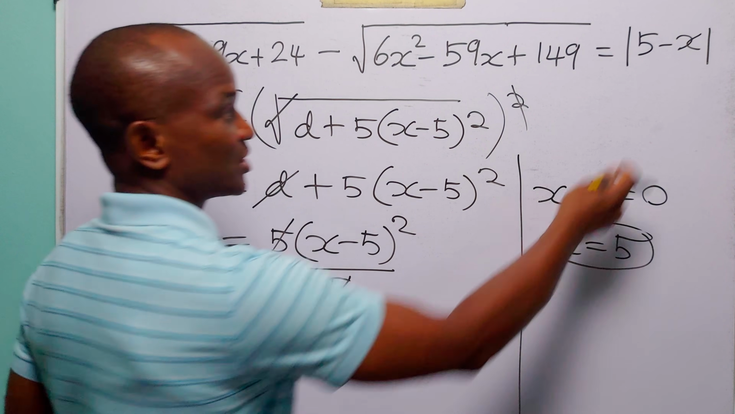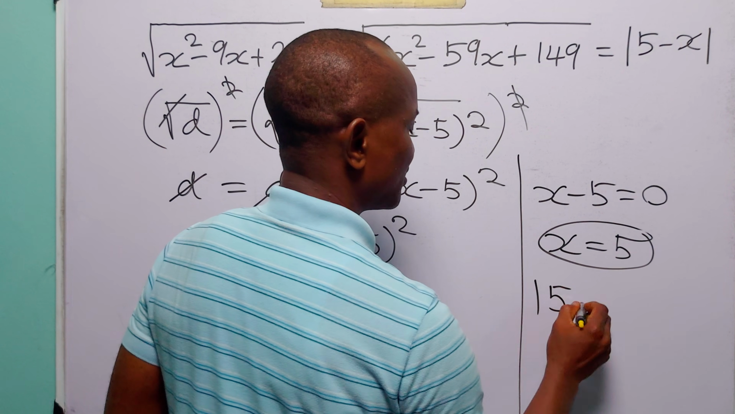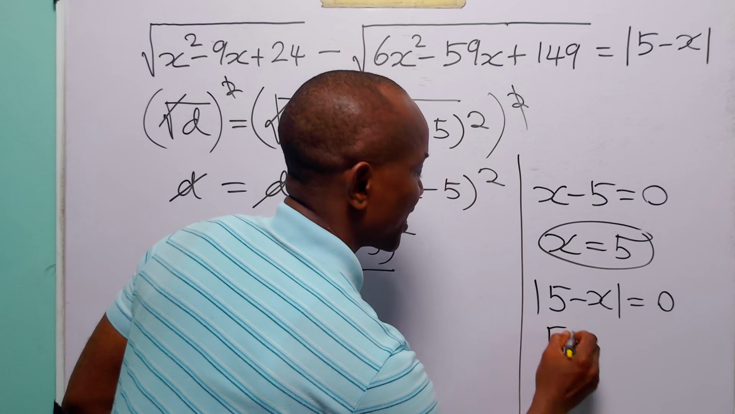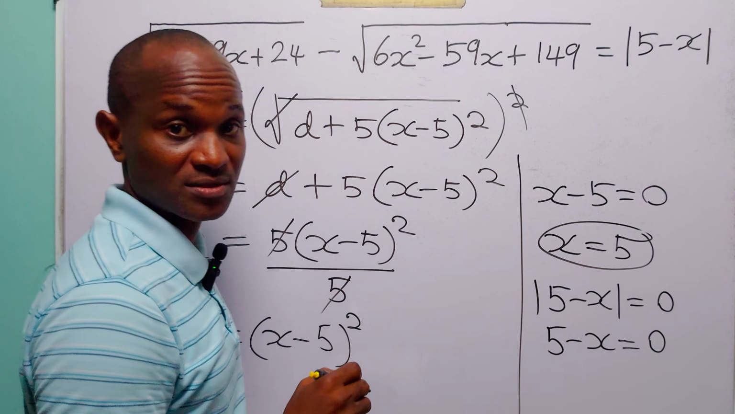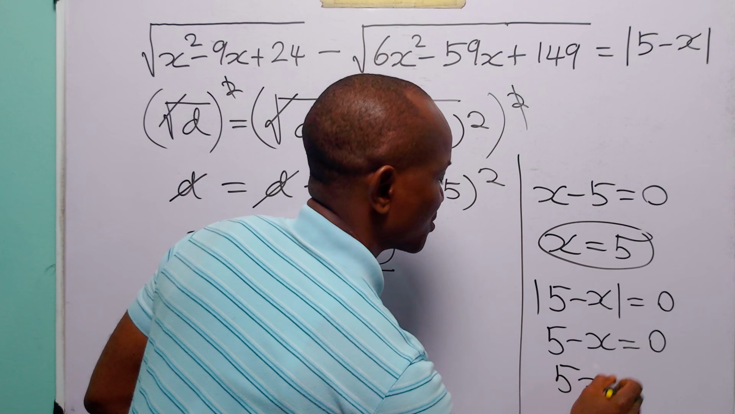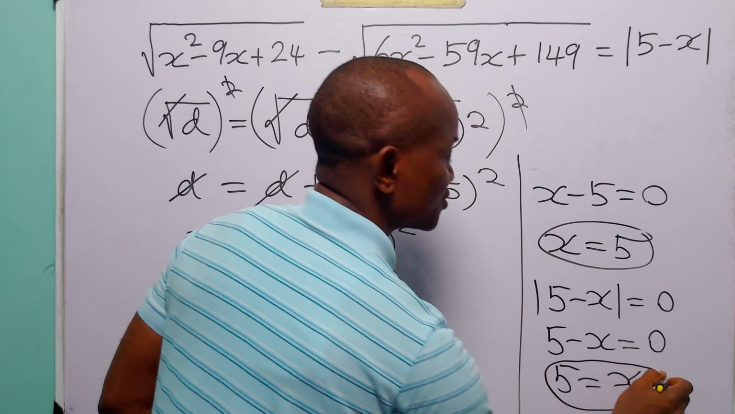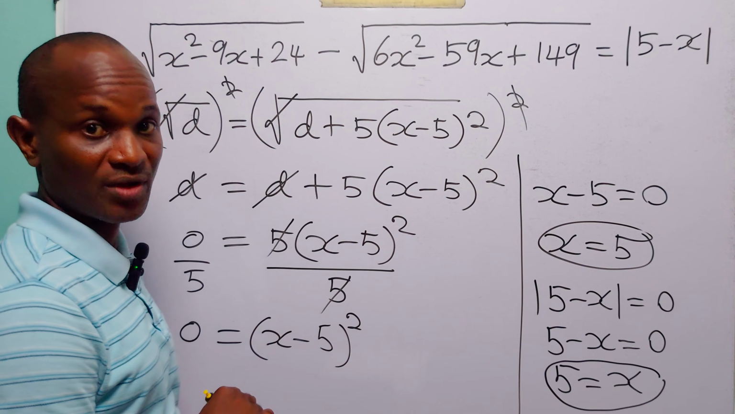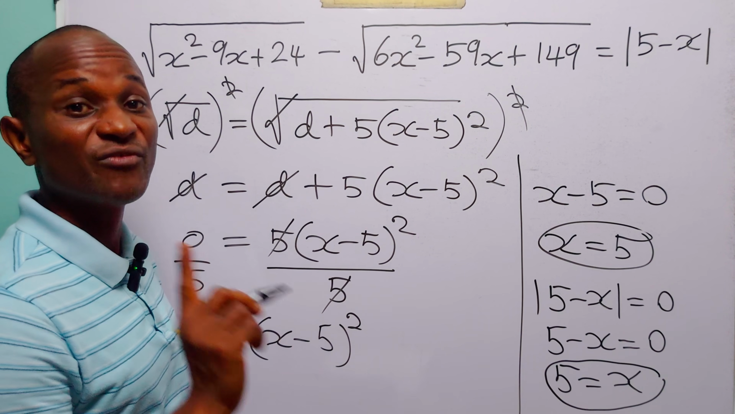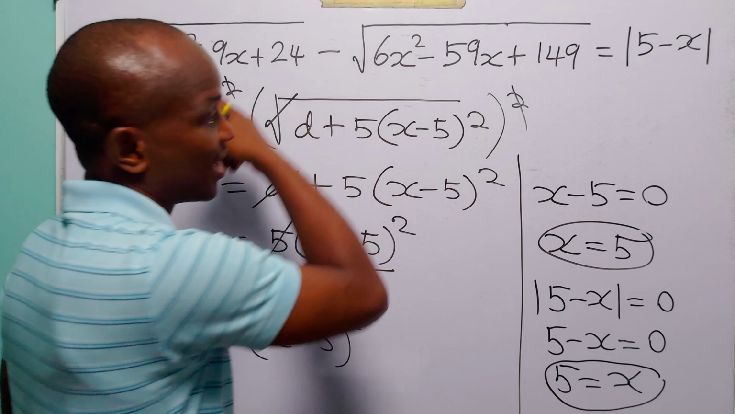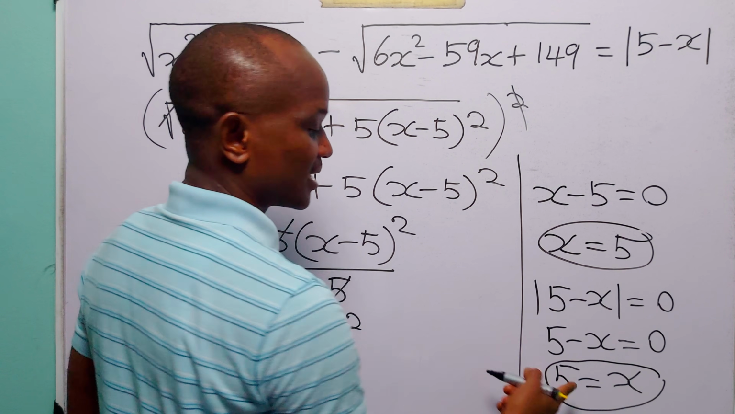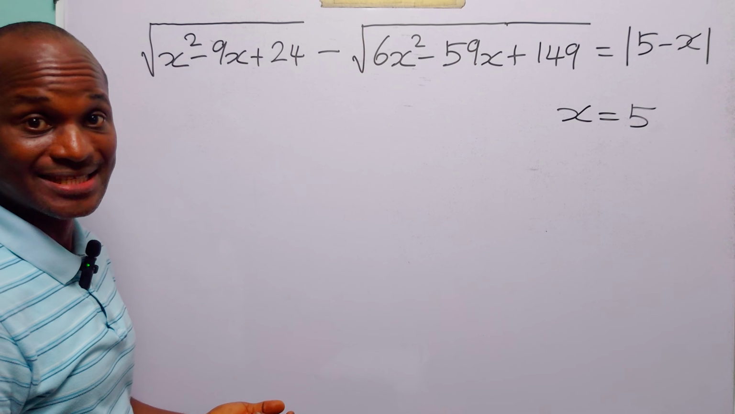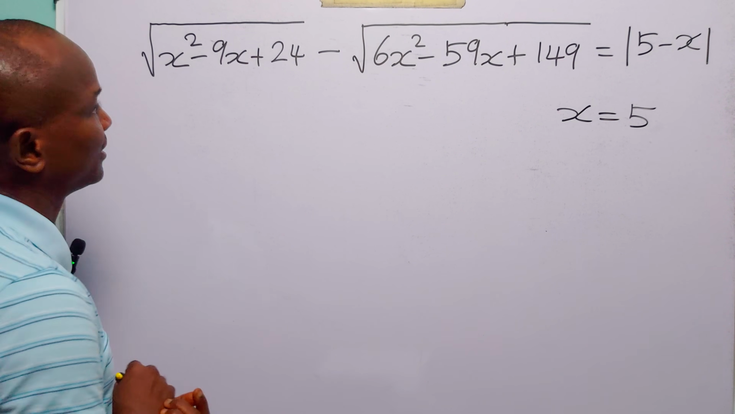Now, solving the second equation, which is that the absolute value of 5 minus x must be equal to 0, we simply have that 5 minus x must be equal to 0, and hence 5 must be equal to x. So in both cases, we have that x must be equal to 5. So we can safely conclude that the only value of x that satisfies this radical equation is x equal to 5. Now, to check our answer, let us substitute x equal to 5 into the original equation.